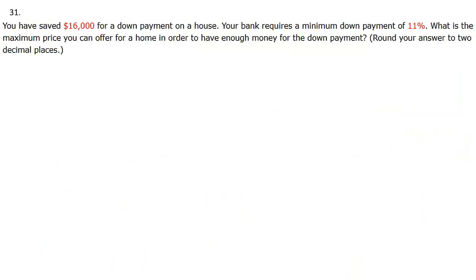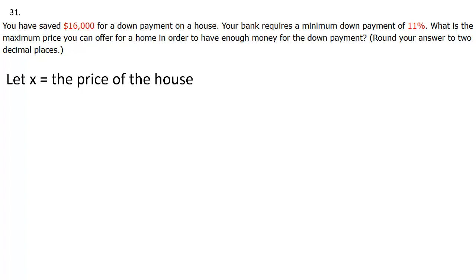Number 31. You have saved $16,000 for a down payment on a house. Your bank requires a minimum down payment of 11%. What is the maximum price you can offer for a home in order to have enough money for the down payment, and round your answer to 2 decimal places? This requires a little bit of algebra, at least the first time you work it. After you've gone through it, you can sort of see what you have to do to get the answer.